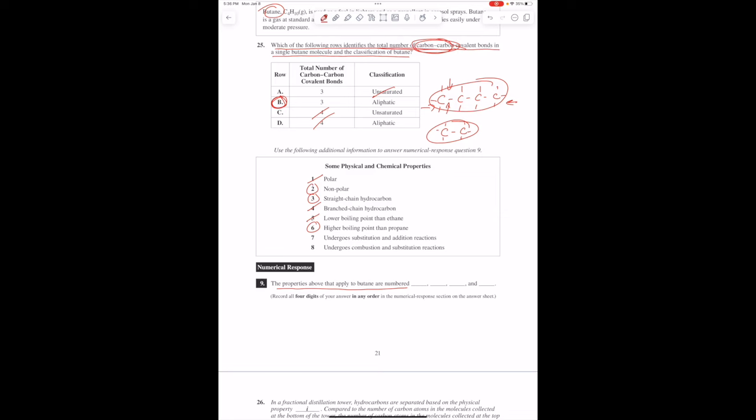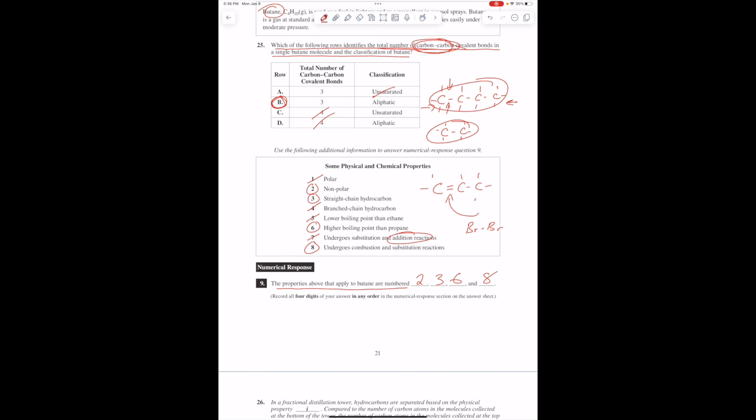It can't undergo addition because addition is when you have... right, here's an addition reaction. That'll go there. But we don't have a double bond in butane, so it can't be this. So it has to be that. You can substitute, and you can burn it, but you can't do an addition. So it's going to be 2, 3, 6, 8.